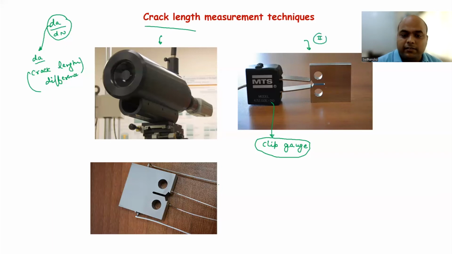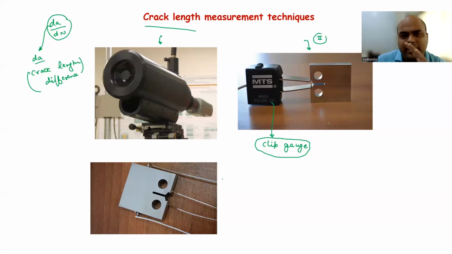Now this third one is the potential drop measurement. Here you are going to measure the drop in the potential because of the increase in the crack length, because the material resistance is going to change due to the presence of the crack. So you are going to measure the potential drop. Okay. So these are typically the three methods people use.